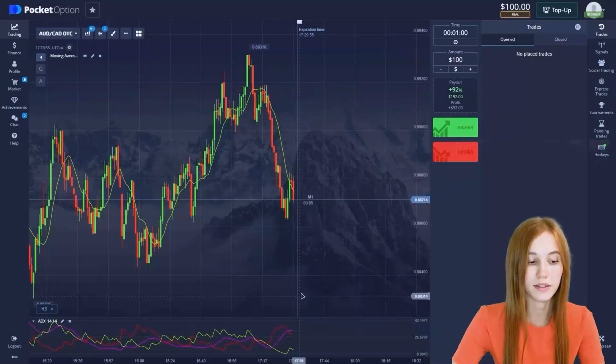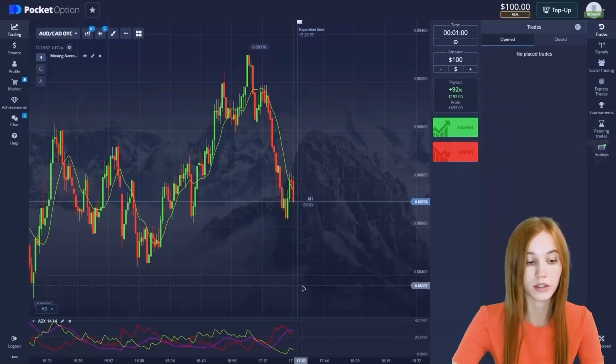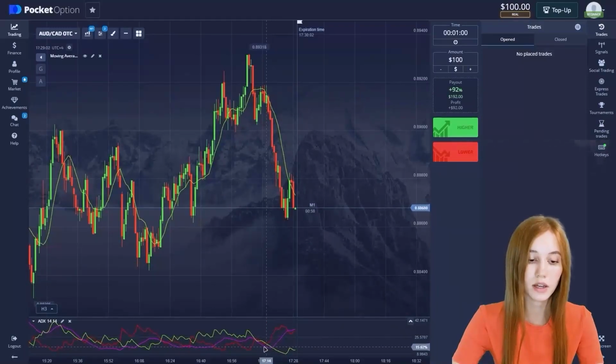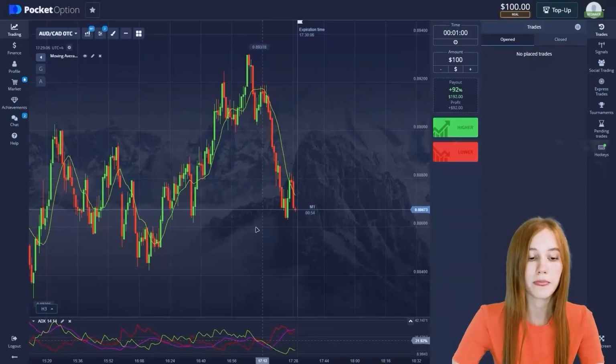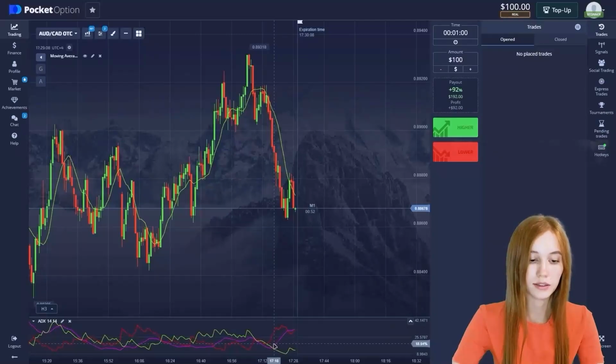We see that the strength of the trend has increased. Before that, it was in oversold values. Then it dropped a little and then a sharp drop occurred. The trend rose sharply and now there are also sharp adjustments.